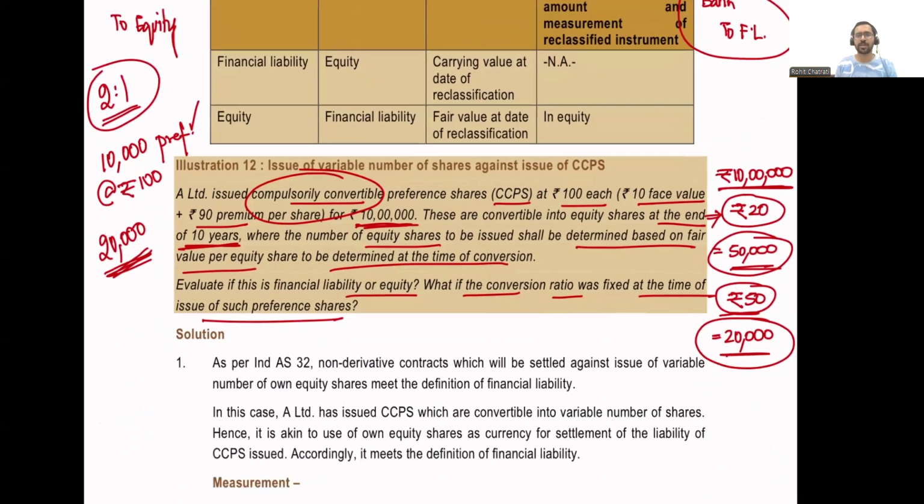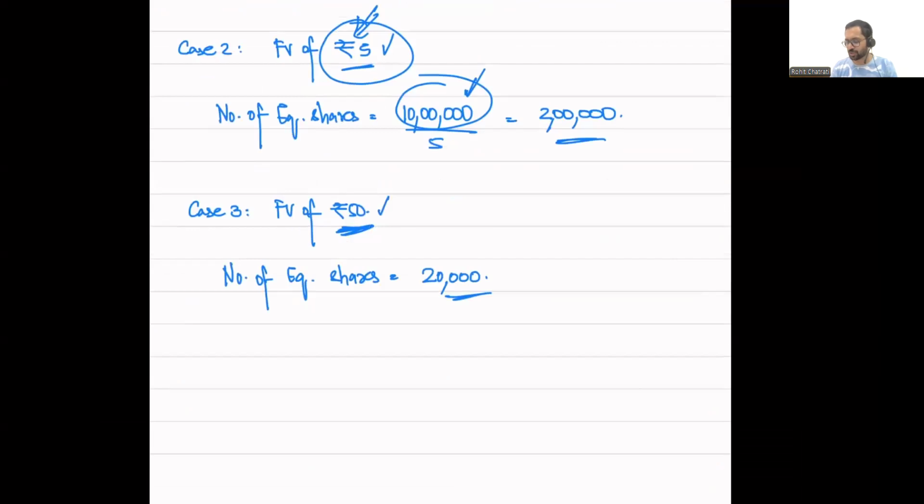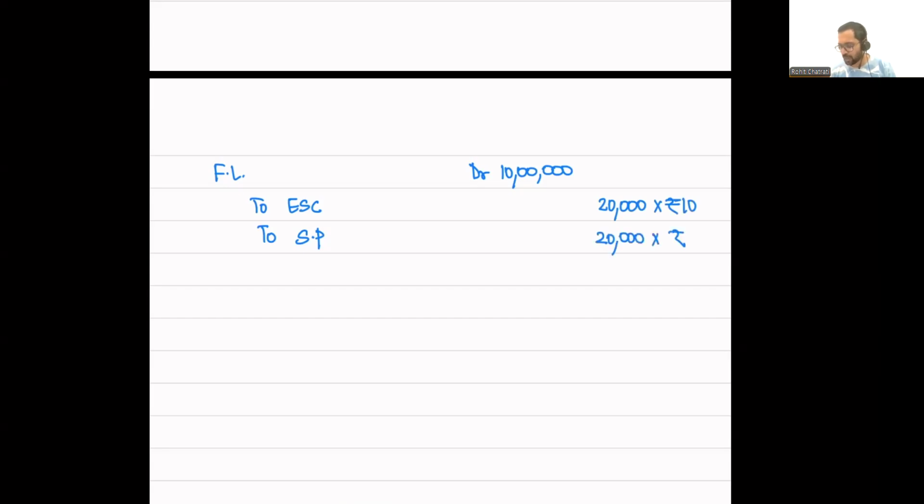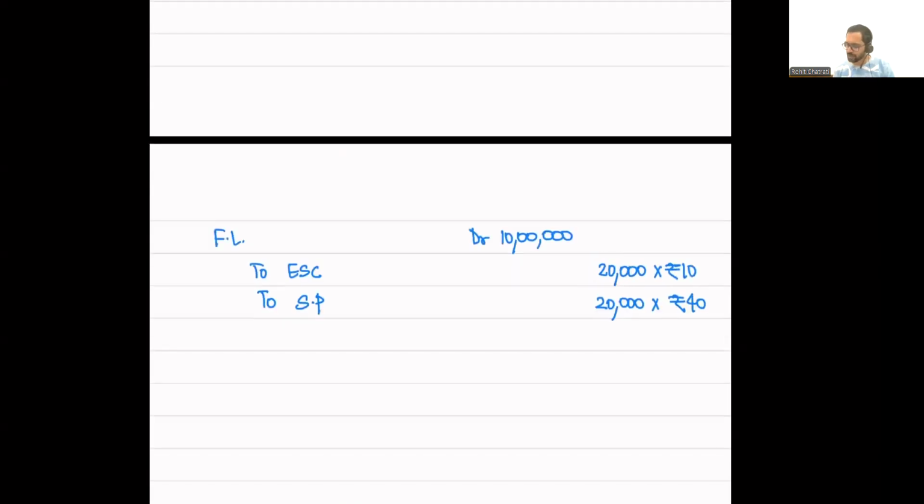Obviously, at the end of 10th year, when the shares are issued, let us say we end up issuing 20,000 equity shares. What we will do at that point is we will debit financial liability of 10 lakhs, and we will be recording equity share capital and share premium on that date. We will be recording equity share capital as 20,000 multiplied by rupees 10, which is the face value, and the remaining 20,000 multiplied by 40 will be considered as share premium. The sum total of this will also be equal to 10 lakh rupees only.